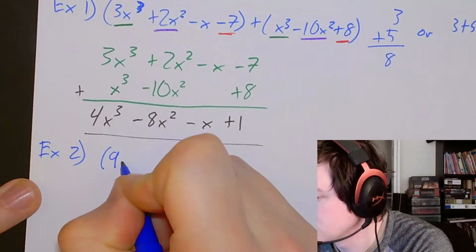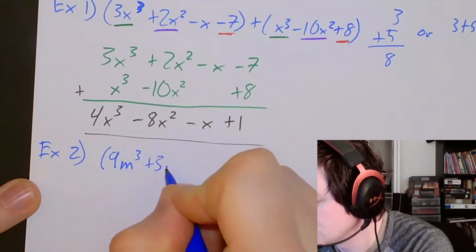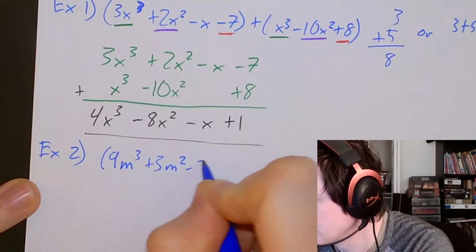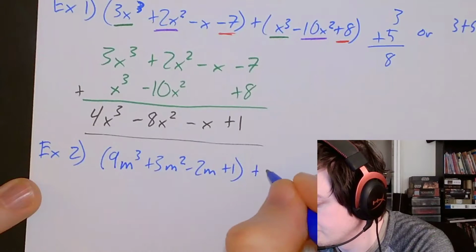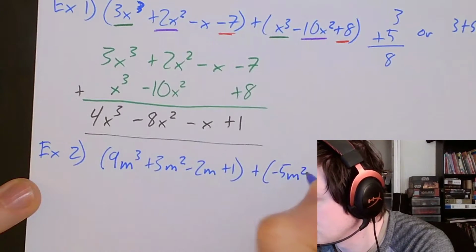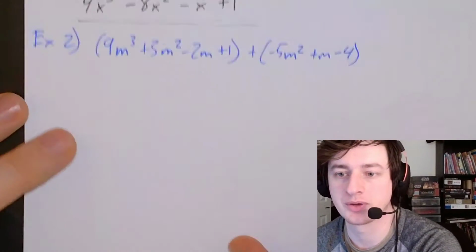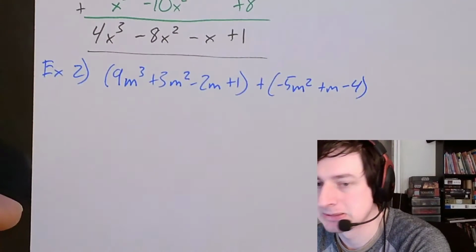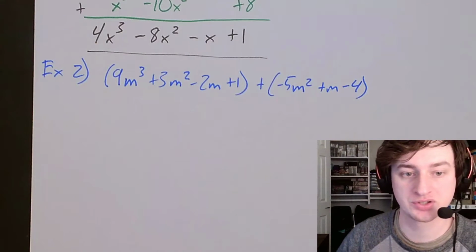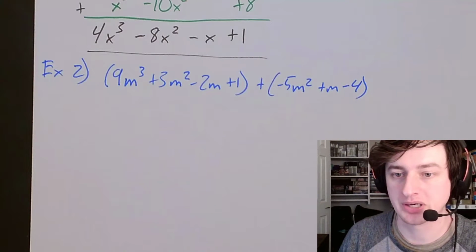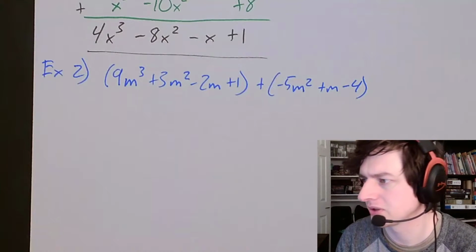Let's do a different variable. 9m cubed plus 3m squared minus 2m plus 1, plus negative 5m squared plus m minus 4. Oh, sorry. There you go. So we could rearrange this to do the vertical addition, but I just want to go through and combine like terms. Did I get all those exponents right? Yep, I did.